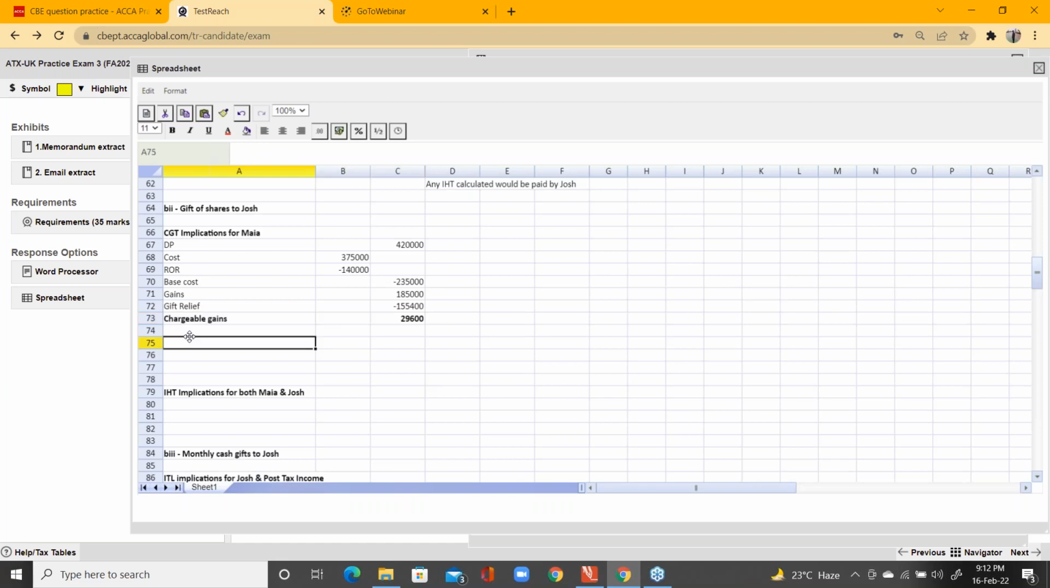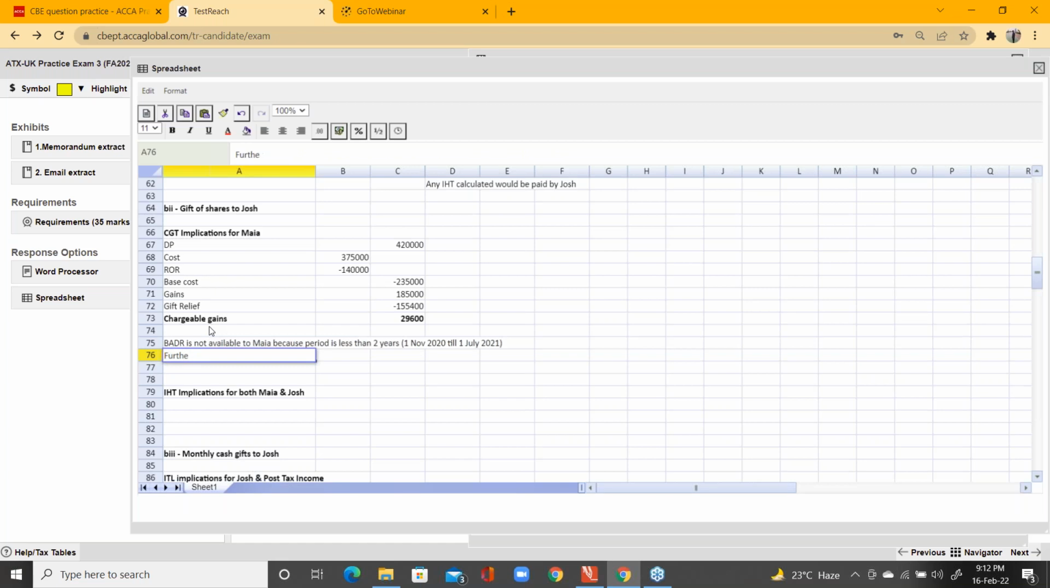A further point with respect to this is that business asset disposal relief is not available to Maya because the holding period is less than 2 years. Please mark the relevant dates. She got the shares on 1st November 20 and is disposing of the shares on 1st July 21. So that is why the holding period is less than 2 years, so she cannot claim BADR.